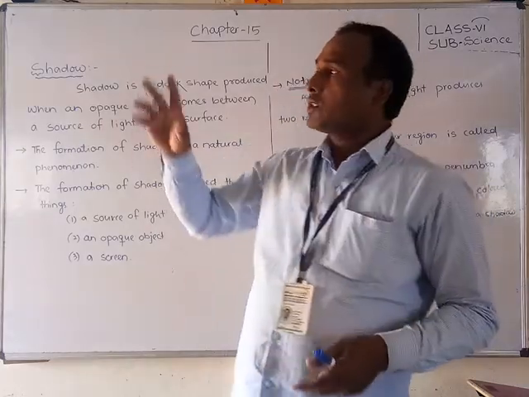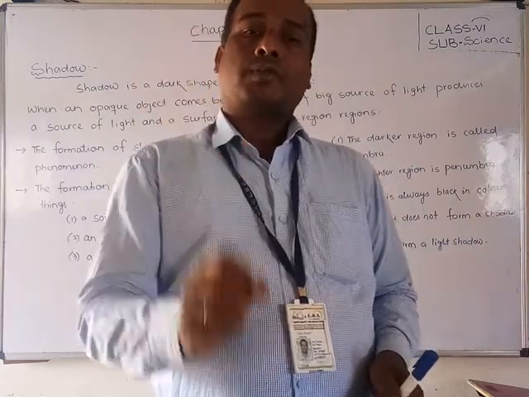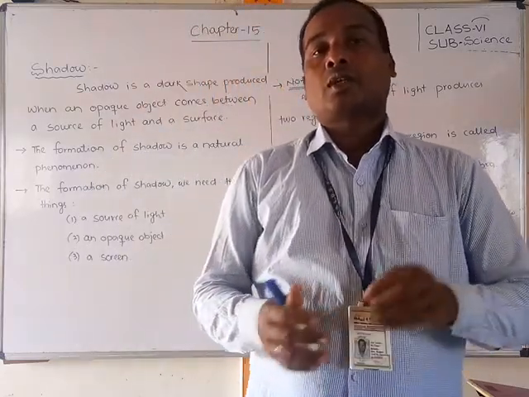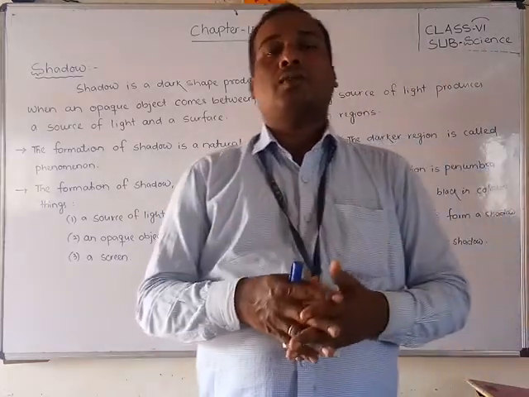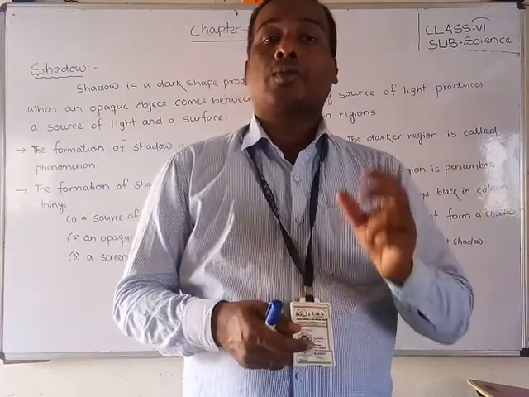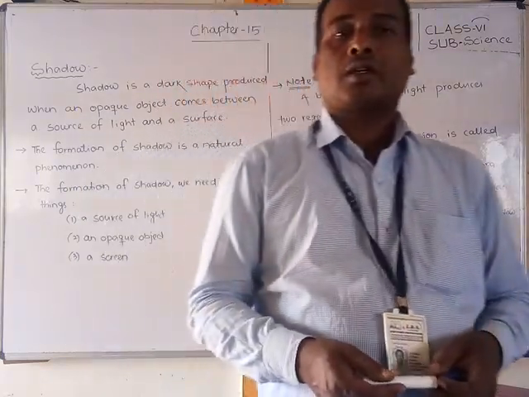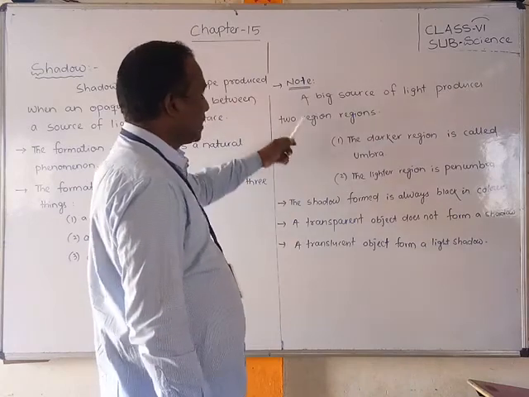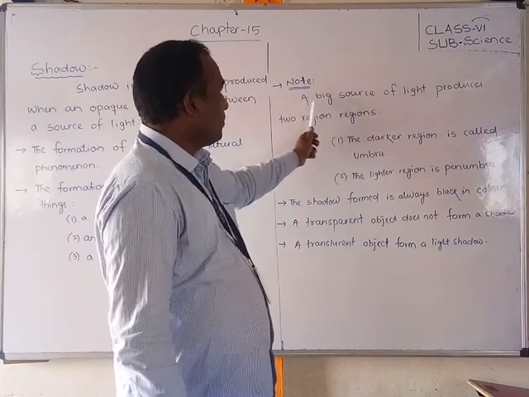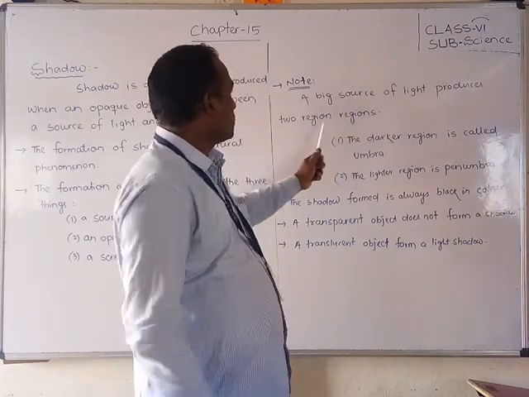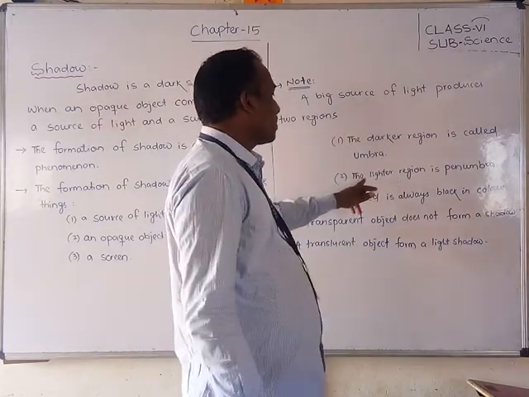Whenever the source is very huge, very big, and that opaque object is very small, then at that time sometimes the shadow won't fall. Okay, the shadow won't be formed. Such phenomena are generally called umbra, or if the shadow forms very slightly, that is called penumbra. So you will see that there are two regions. A big source of light produces two regions. One is the darker region, another one is the lighter region.